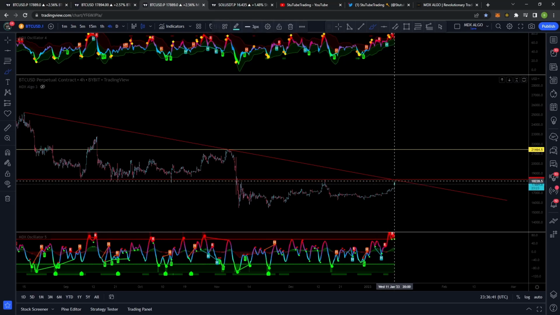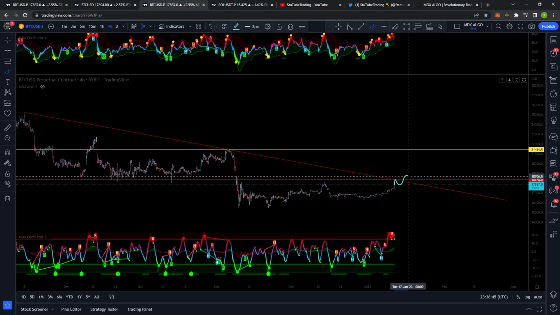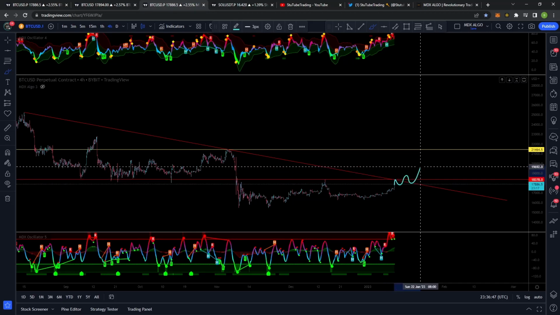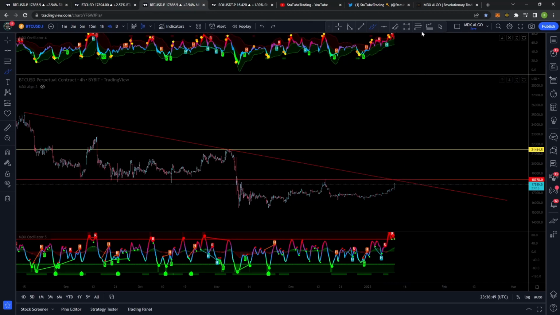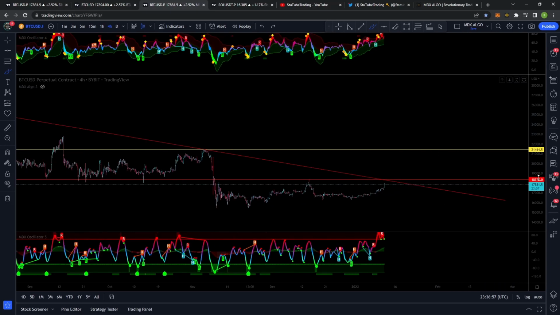If we get a third touch point here, pull back, and then break it the fourth time, and then flip this resistance to support, I think it would only be a matter of time until we would start testing some of these levels above 20K. The price could get pretty exciting here, guys.